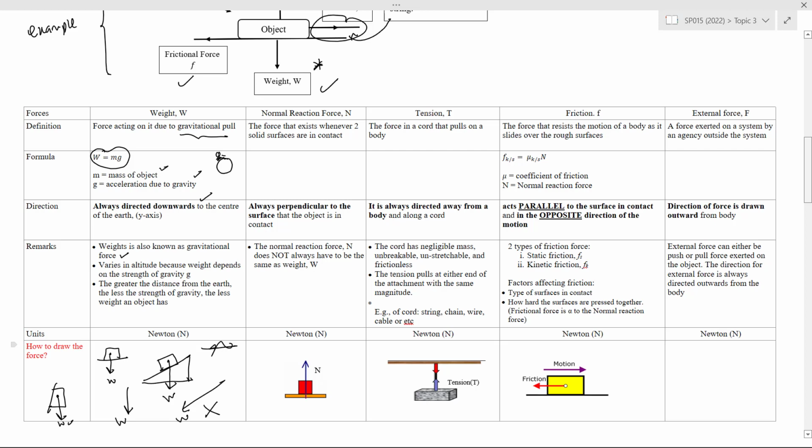Okay, so that's weight. The next type of force is our normal reaction force, which is a force that exists whenever two solid surfaces are in contact. Basically, this type of force is a force yang ada bila ada surface. Ada surface je, ada normal.